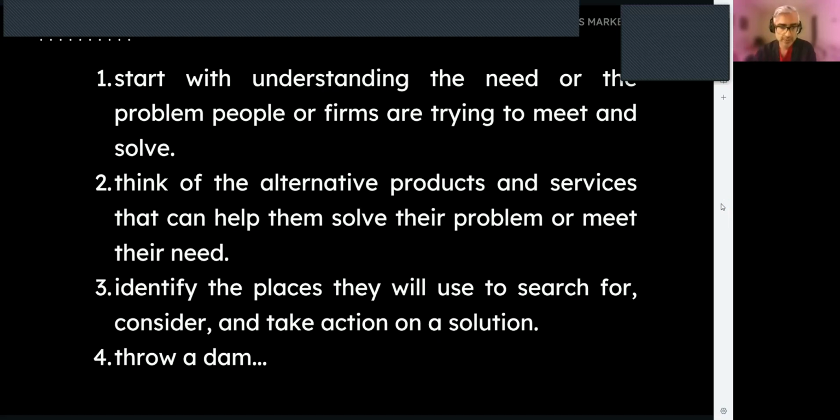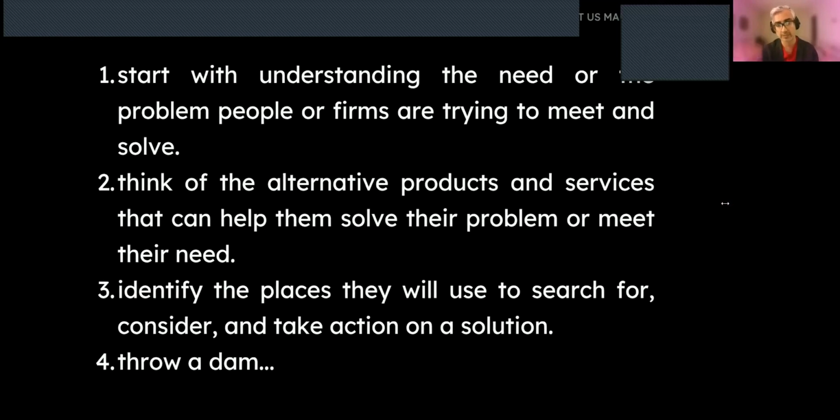Now, when it comes to the execution, you need to know where people go to do their research, for any of the alternative products. Is it social media? Do they go on communities? Do they use search engines? Once you know where they go, you can devise a plan on how to put yourself in front of them, put a dam in front of them, and tell them, hey, we are here. Have you considered this product as a solution?